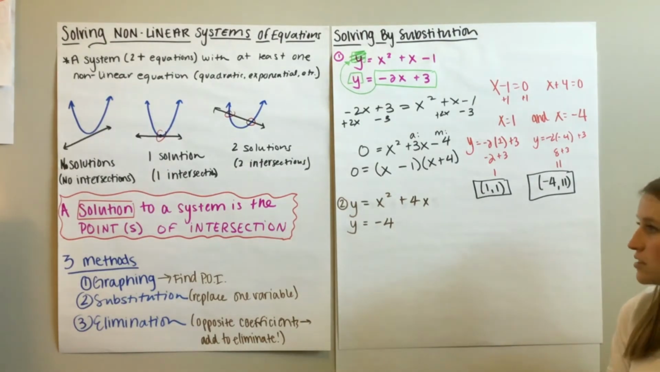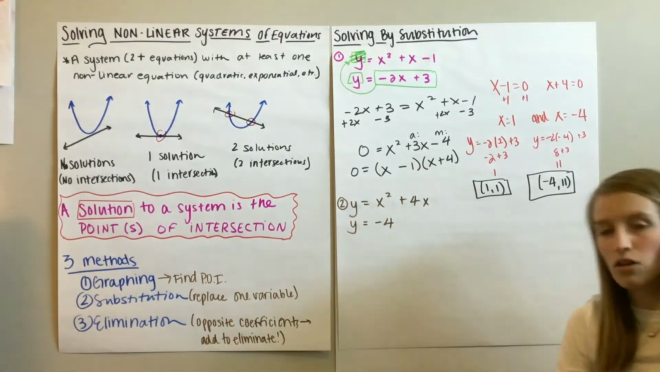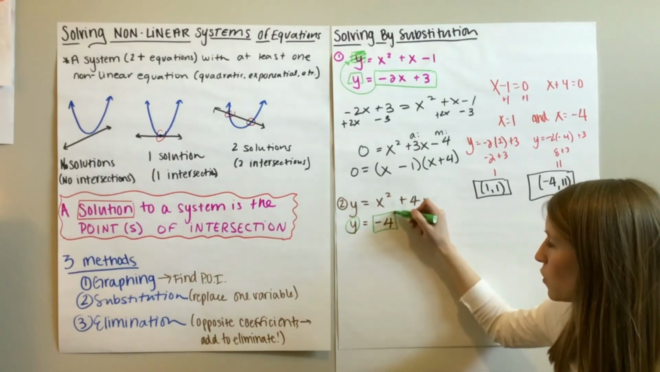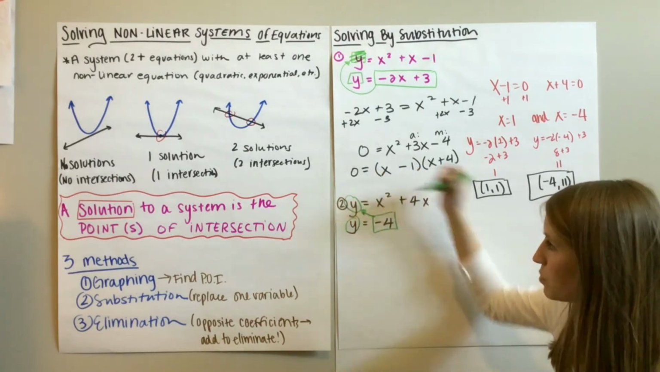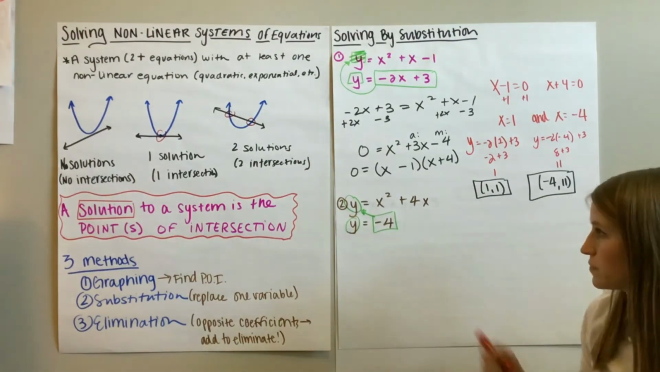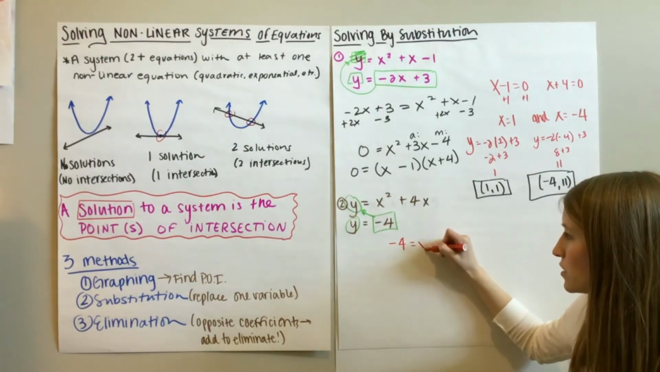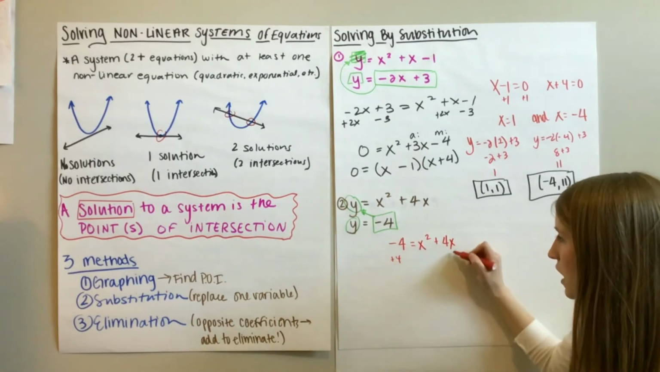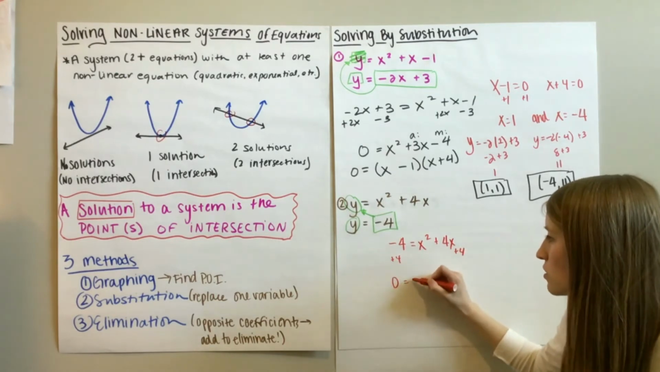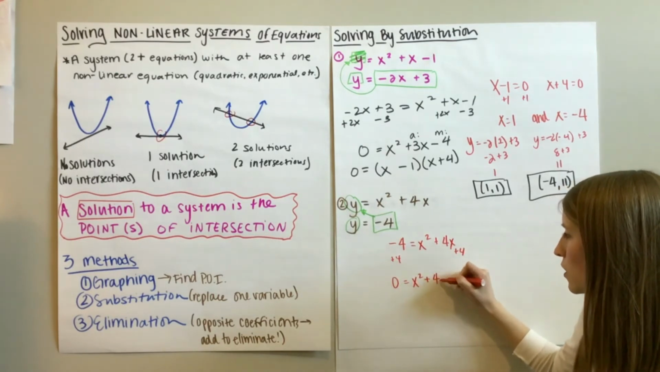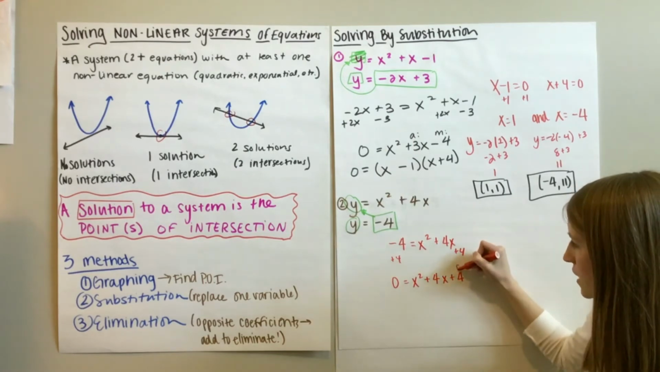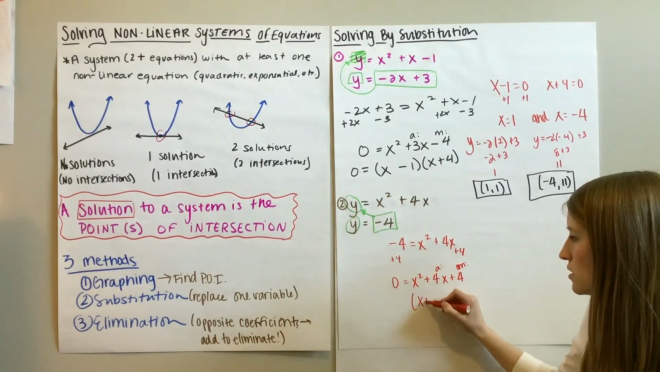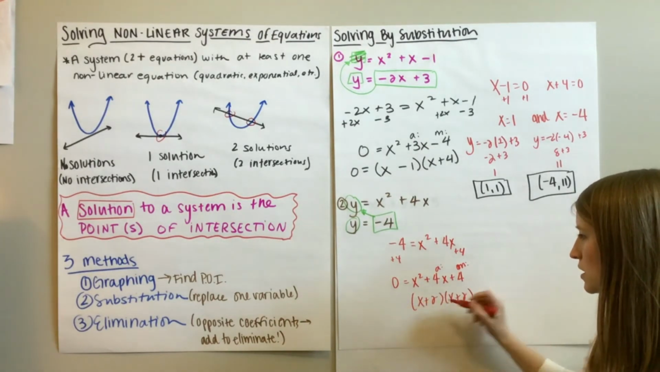The next one asks us to solve it again by substitution, so you start with the replacing. This is saying that y is negative 4. So instead of saying y, I'm going to replace it with negative 4. So this is negative 4 is equal to x squared plus 4x. We're going to add the 4 to the other side. 0 equals x squared plus 4x plus 4. I need numbers that multiply to 4 and add to 4. Well, that's x plus 2 and x plus 2.